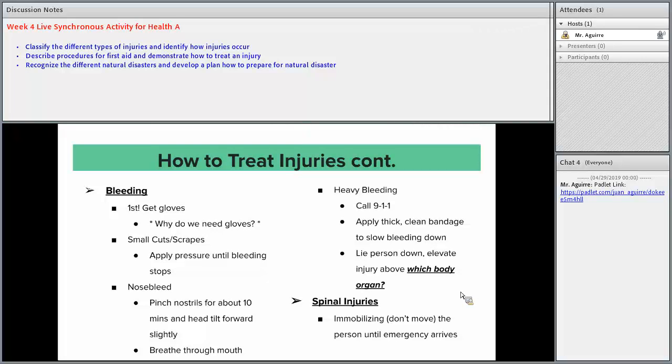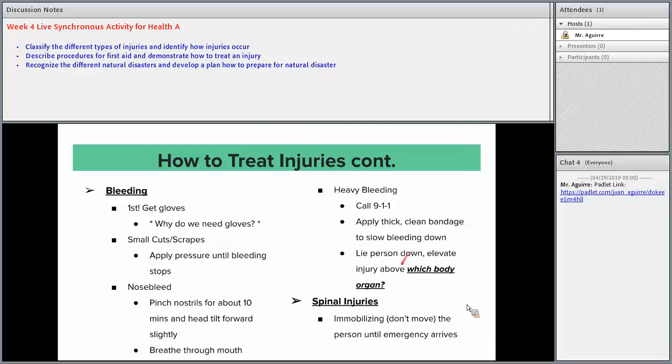With spinal injuries, immobilize. Do not move that body. You don't know how much damage you can do. If someone tackled and it hurts their spine, let the professionals do that. You call 911, but you make sure they don't move until the emergency arrives too.